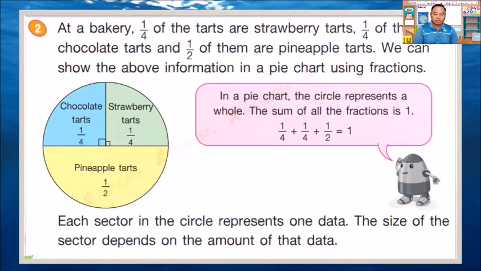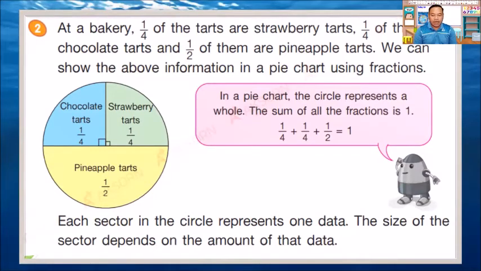Okay, next, let's proceed to example number two. At a bakery, 1/4 of the tarts are strawberry tarts. 1/4 of them are chocolate tarts, and 1/2 of them are pineapple tarts. We can show the above information in a pie chart using fractions, right? So as you can see there, chocolate tarts equals 1/4.